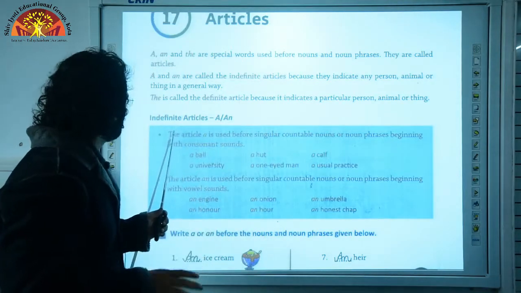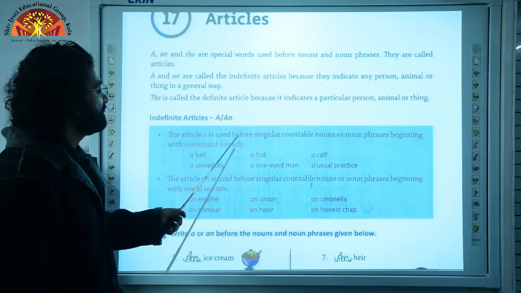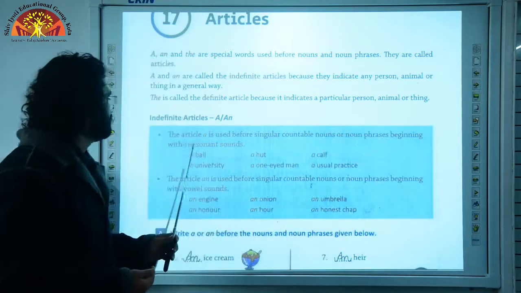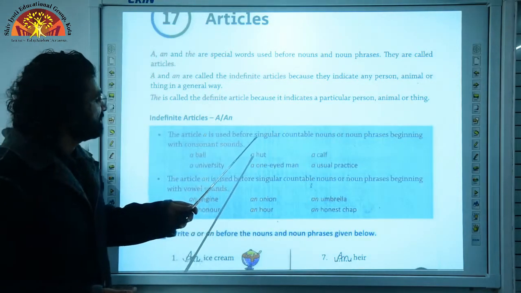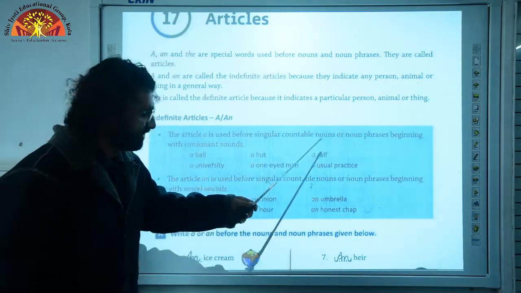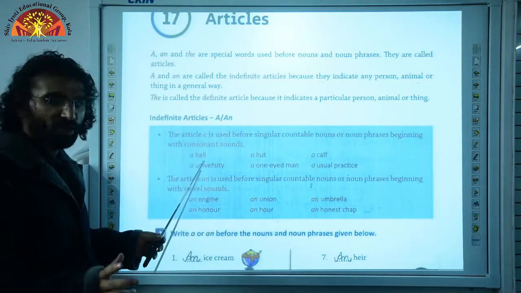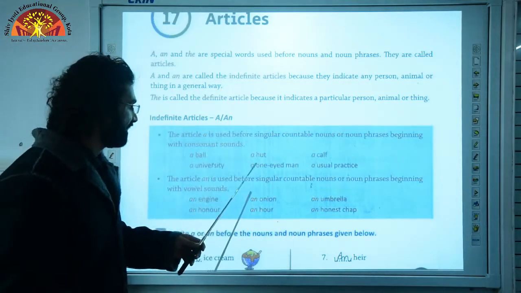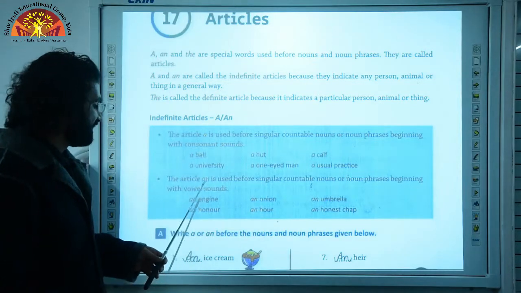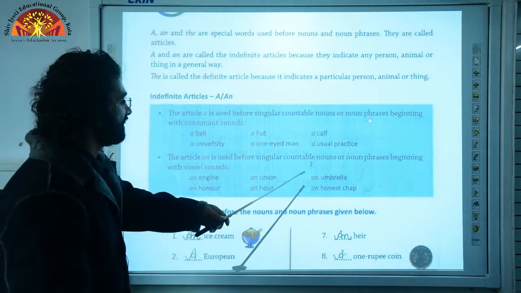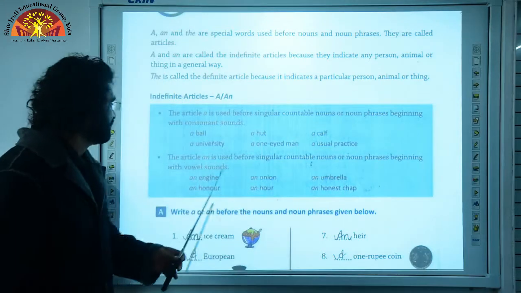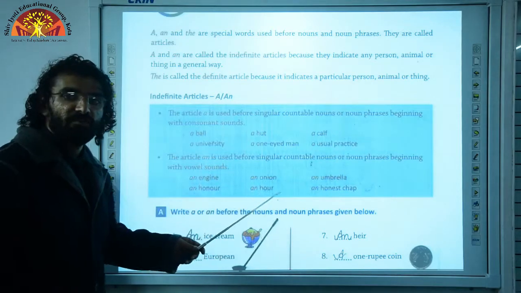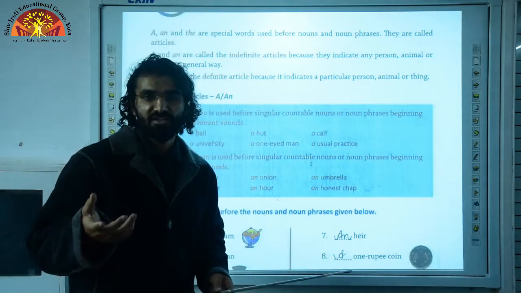According to your book, page number 78, the article a is used before singular countable nouns or noun phrases beginning with consonant sound. So as we mentioned earlier also, make sure the word is singular. Here we have some words: a ball, a hut, a calf, a university, all right, a one-eyed man. The article an is used before singular countable nouns or noun phrases beginning with vowel sound. See, an engine, an onion, an umbrella, an ink pot, an orange.